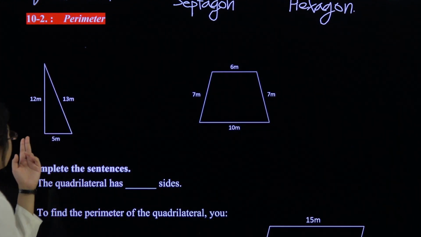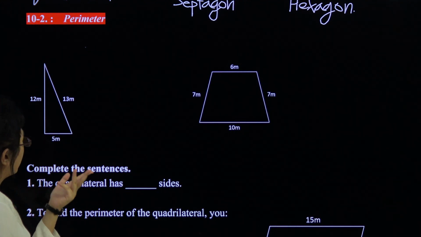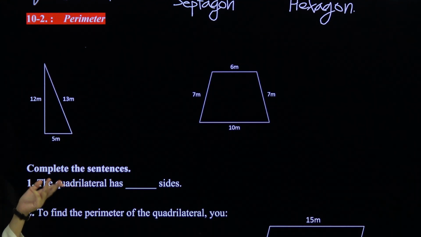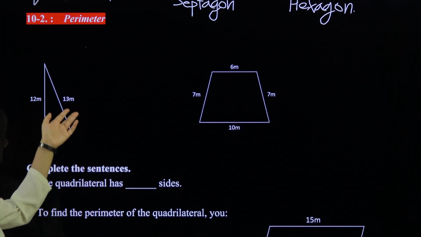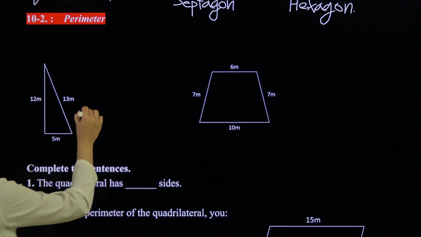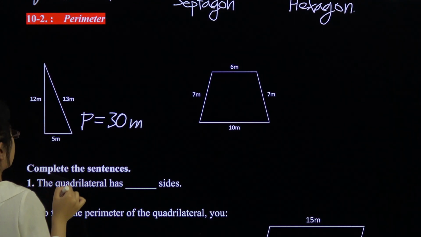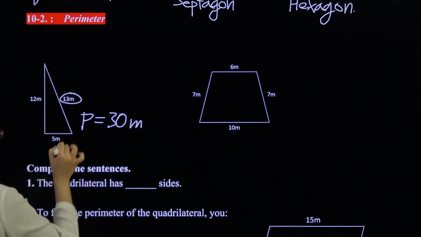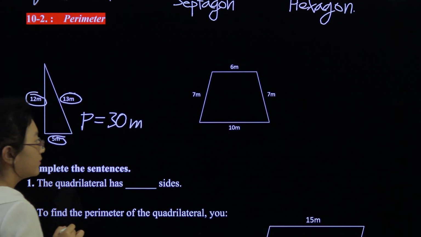For example, here we have a triangle, and the perimeter would be the sum of all the side lengths. So what are the side lengths? 12, 13, and 5. We add those up, and we get 30 meters. So the perimeter is 30 meters, because 30 meters is the sum of 13, 5, and 12.